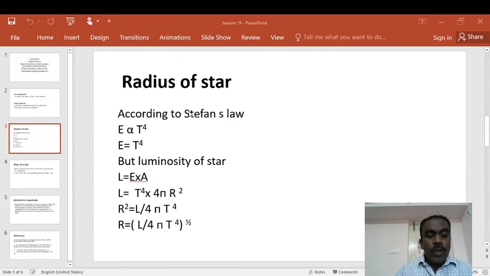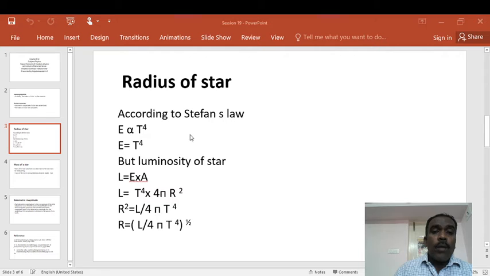Then the amount of energy radiated per second per unit area, E, is directly proportional to T to the power of 4, using Stefan's law. Removing the proportionality constant, we get E equals sigma T to the power of 4. Sigma is called the Stefan constant.